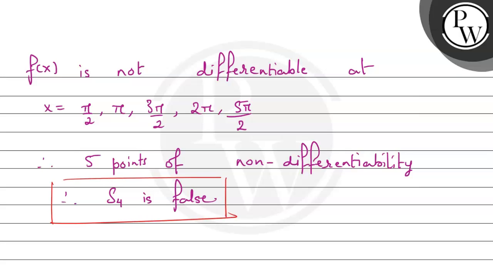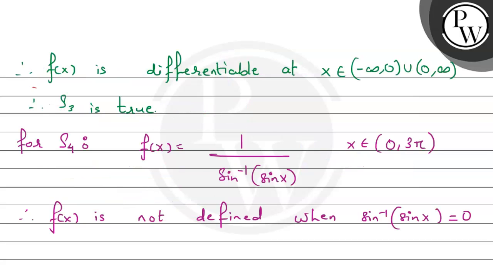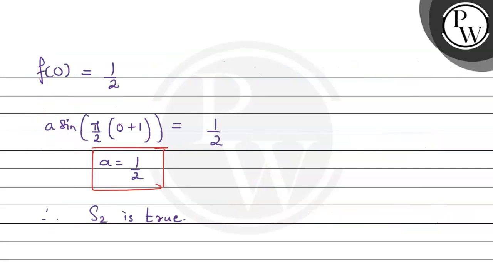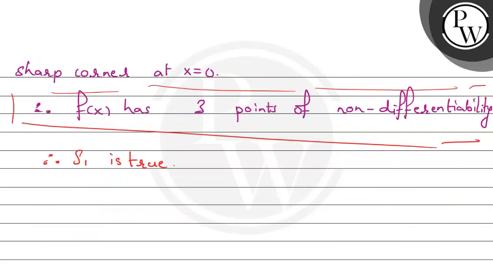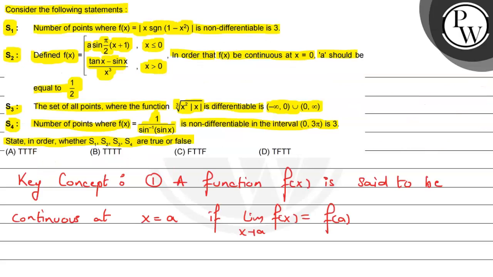And now these are our answers. S4 is false, then S3 is true, then S2 is true, and we have S1 is true. So the correct option is, so true, true, true, false. Option A is the correct answer.